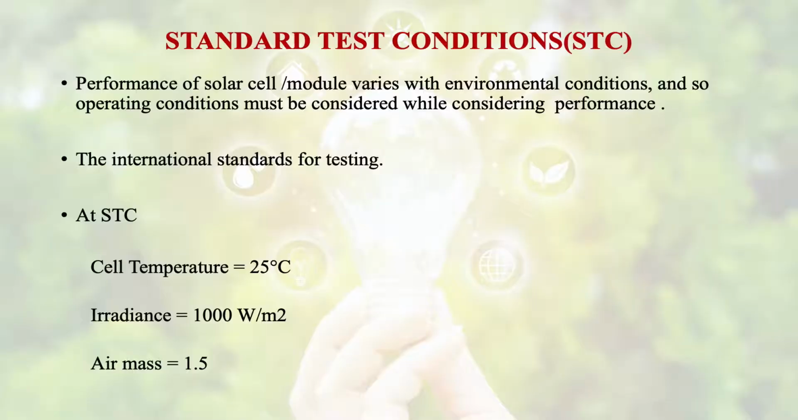But when we say that a module is given as having some VOC, some ISC, and the rated values are given, then these are given at standard test conditions. What are these conditions? International standards for testing are: the cell temperature should be taken as 25 degrees centigrade, irradiation is taken as 1000 watt per meter square, air mass is 1.5. So whatever rated values are given, these are given at these standard conditions.